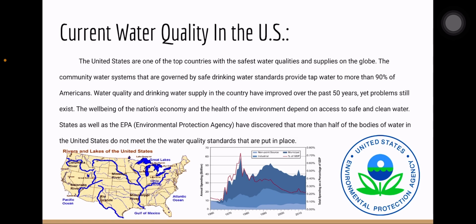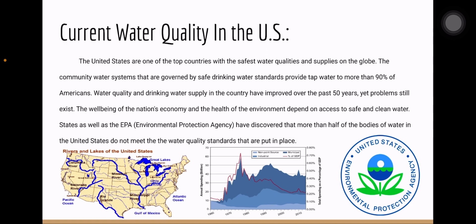Current water quality in the U.S. The United States is one of the top countries with the safest water quality and supplies on the globe. The community water systems that are governed by safe drinking water standards provide tap water to more than 90% of Americans. Water quality and drinking water supply in the country have improved over the past 50 years, yet problems still exist.